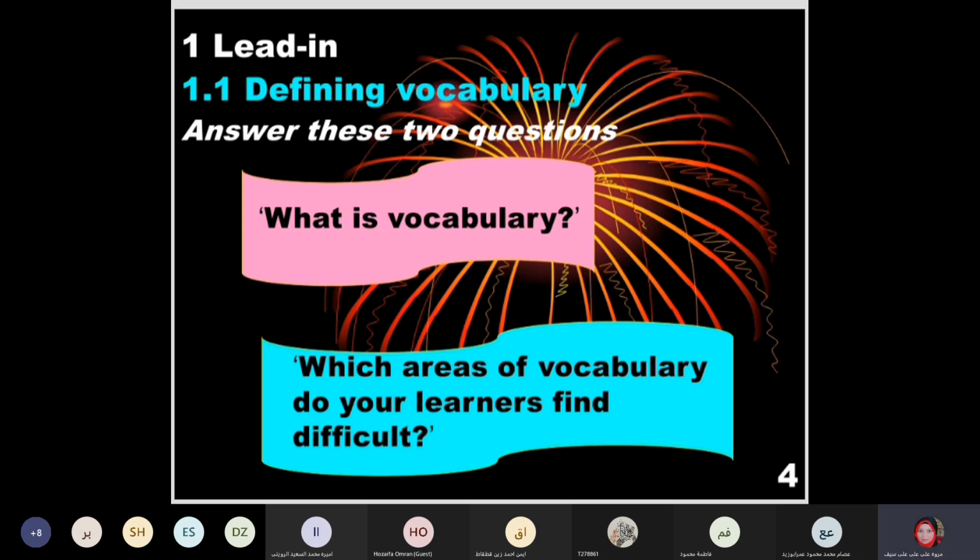Collocations are the chunks, the words that go with this new word that I'm teaching. There is a problem in your voice. There is a problem with my voice. Can you hear me well? Assure me now. Yes, now it is clear. Hallelujah. Alhamdulillah. Thank Allah.